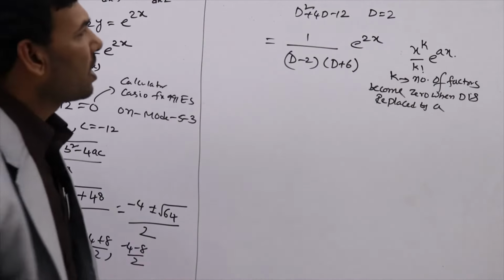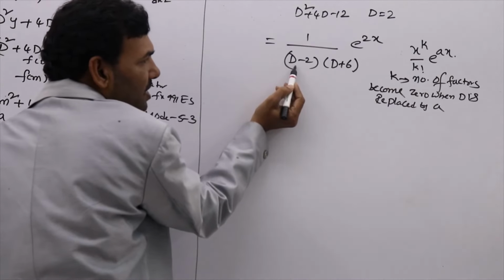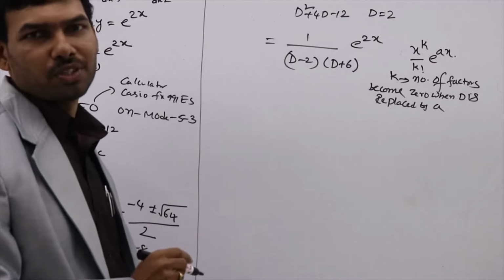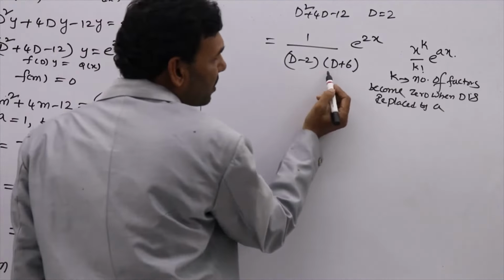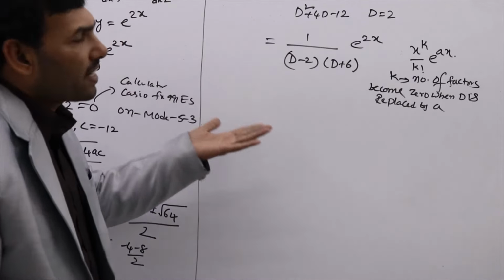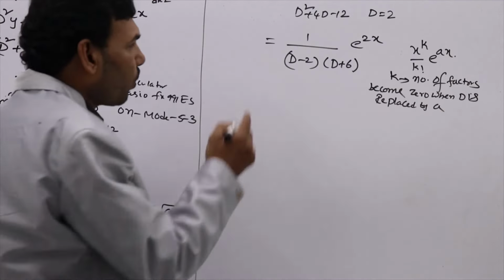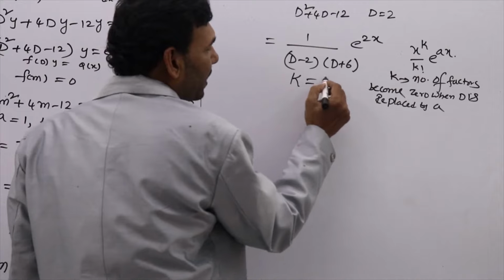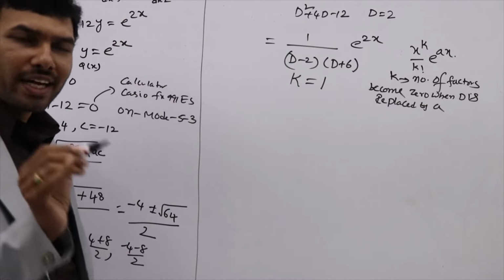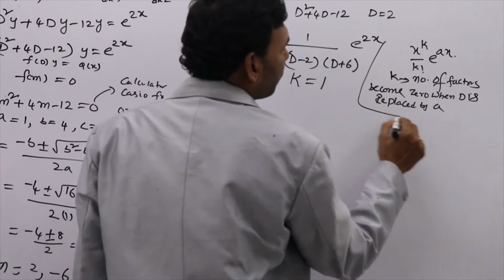Now find out. Write in the place of d 2. If you write here in the place of d 2, 2 minus 2, 0. One factor becomes 0. But here if you write in the place of d 2, can you get 0? No. So how many factors become 0 when d is replaced by a? Only one factor. That's why k is 1. In which factor you are getting 0, for that only you are going to apply this formula. This is formula.